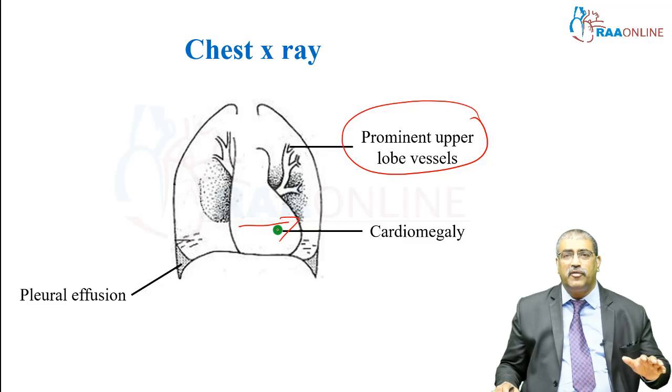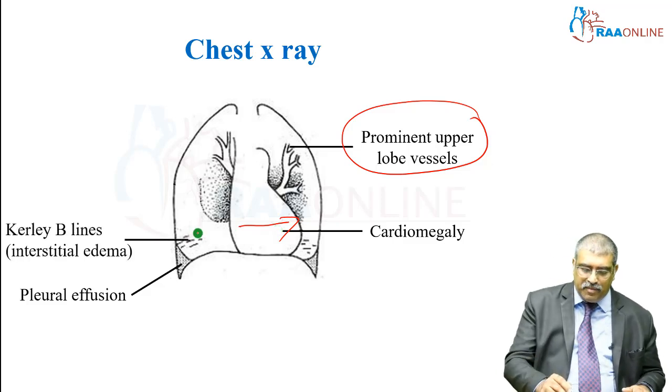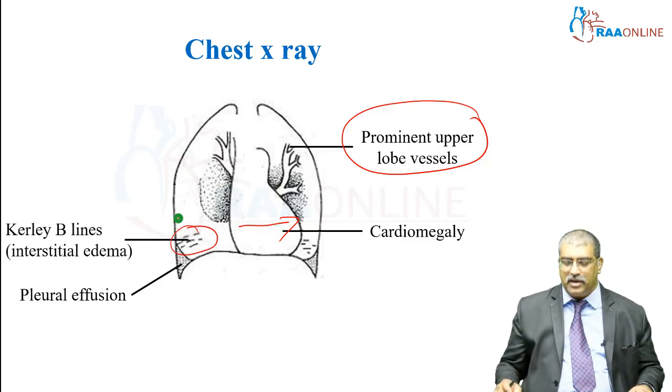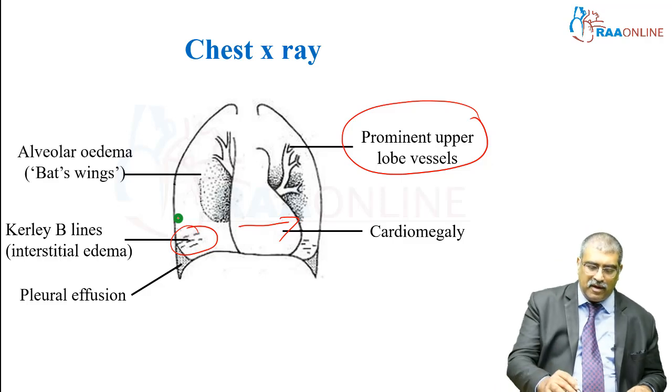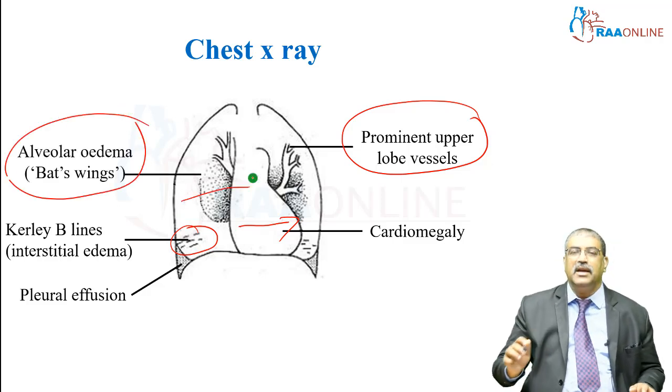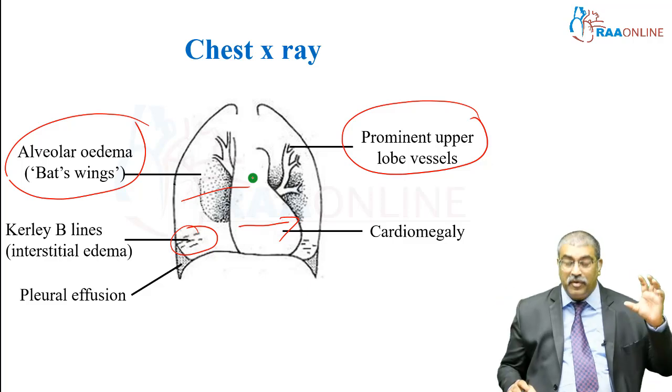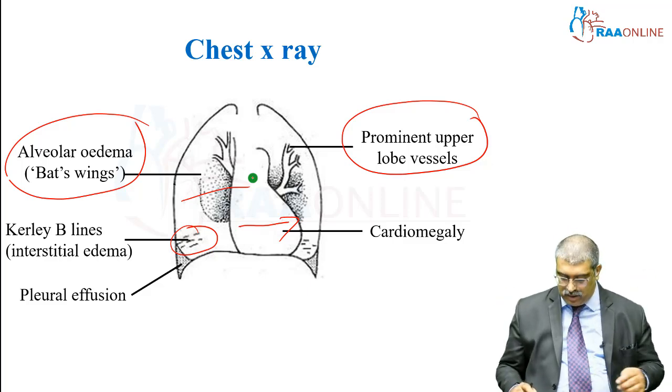pleural effusion sets in, and Kerley B lines will appear with interstitial edema, and widespread alveolar edema can lead to a bat wing appearance. These are all the various X-ray findings with cardiogenic shock.